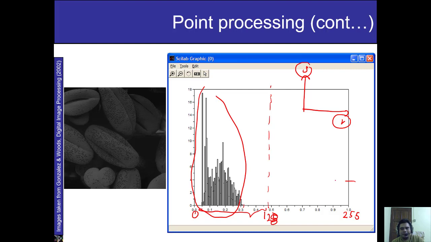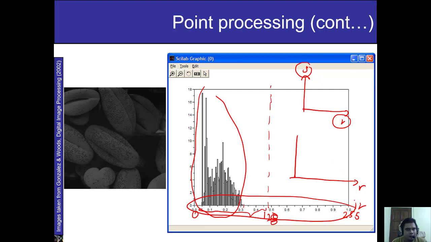But for the histogram, we are still using r, the intensity. Okay, this one is actually your r, the intensity level or the gray level of your input image. But this one is not your s. It's a frequency, or in other words, also known as the number of pixels. So the number of pixels that belong to, let's say, 0, how many? 100. The number of pixels that belong to, let's say, 1 to 8, how many? 50. So it's a frequency.